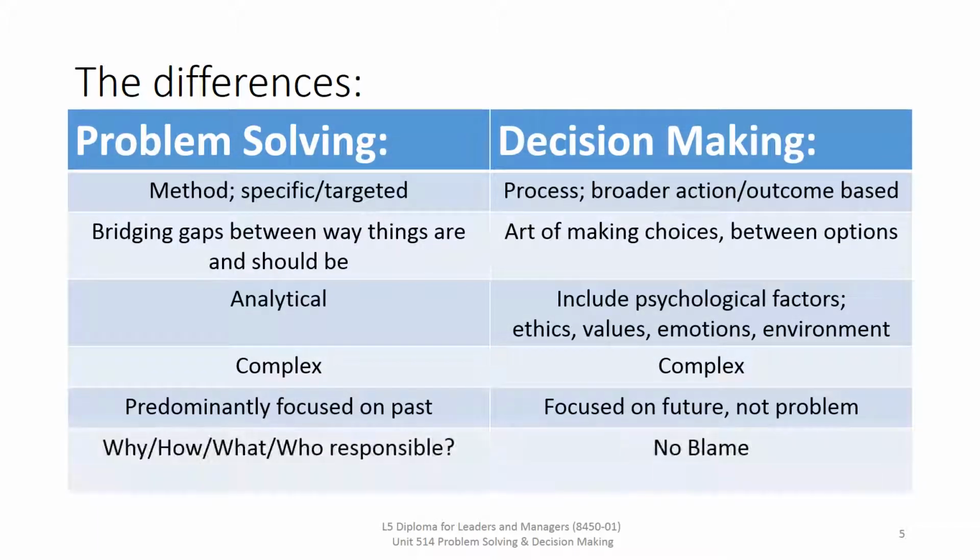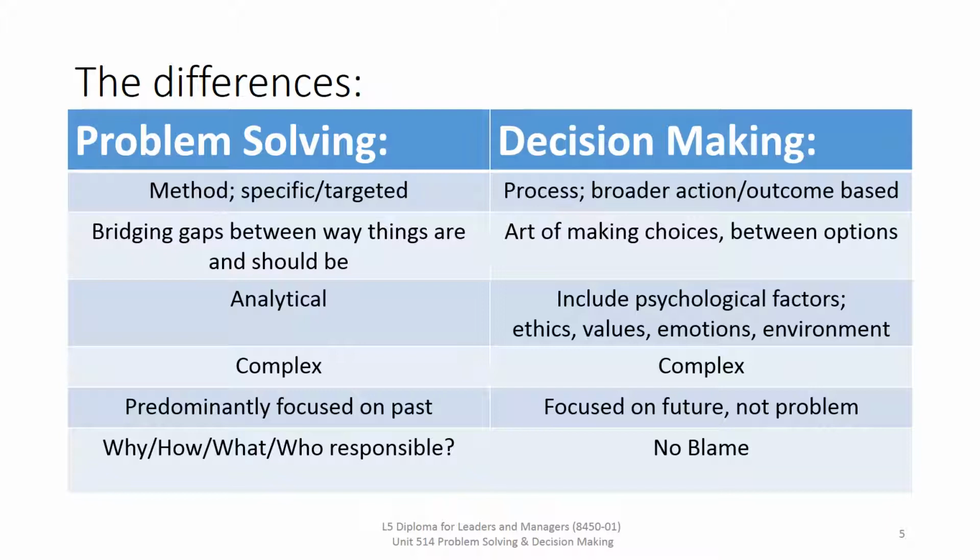So we've got a table come up on the screen, and we'll just look at some basic differences before we start moving on. So problem solving is about a method, something that's specific and targeted to reach or to decide on what that problem is, not to make the decision. It's about bridging the gap between the way things are, so what's been going wrong, and how they should be, what we want. It's analytical normally. It's about breaking things down and looking at all the pieces and all the details, and it can become quite complex if it's a major problem. It's predominantly focused on the past, because we're talking about what has happened and where it's been going wrong, and we're looking at why, how, what, who is responsible. Okay, so that's problem solving.